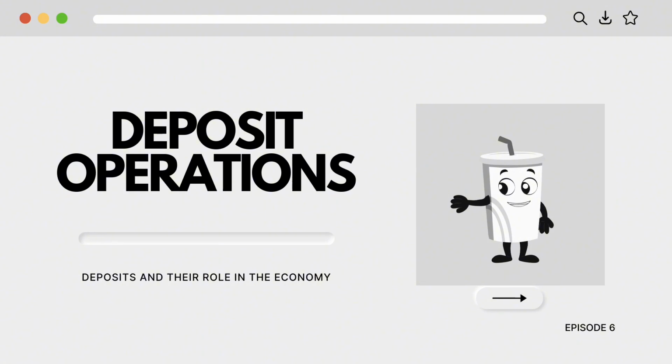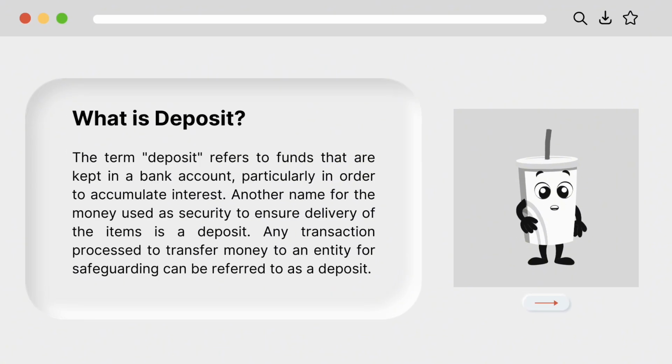Today, we're going to talk about deposit operations in banking, a topic that's essential for managing your money and understanding how the banking system works. But don't worry, we'll keep it simple and clear with examples. So, let's get started. First things first, let's talk about what a deposit is.